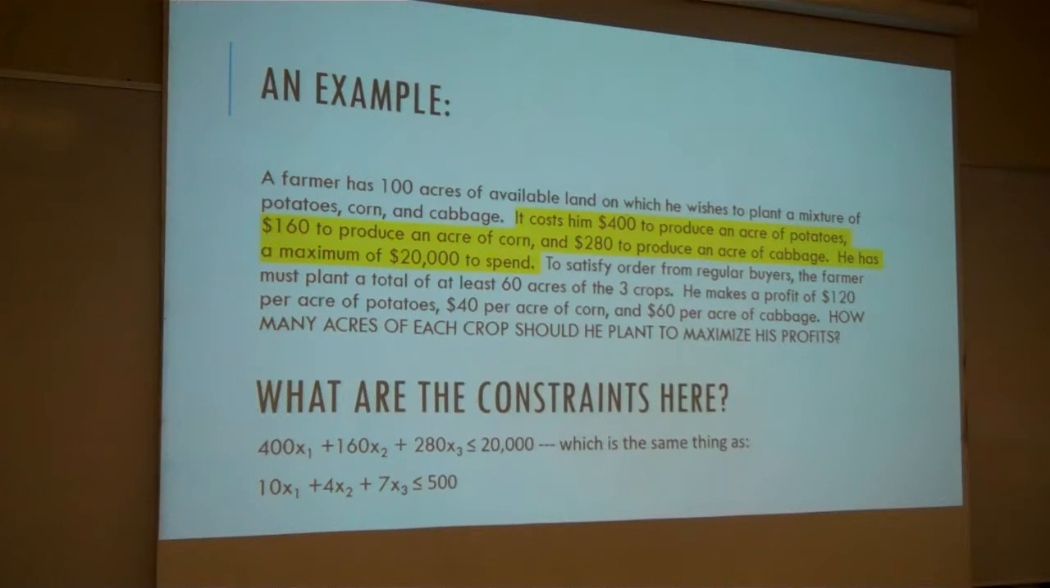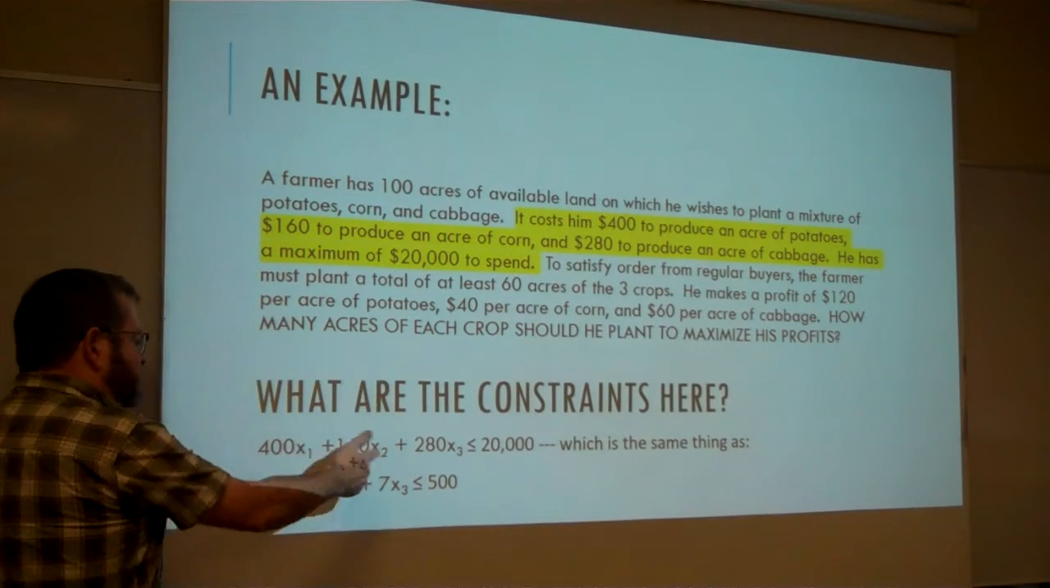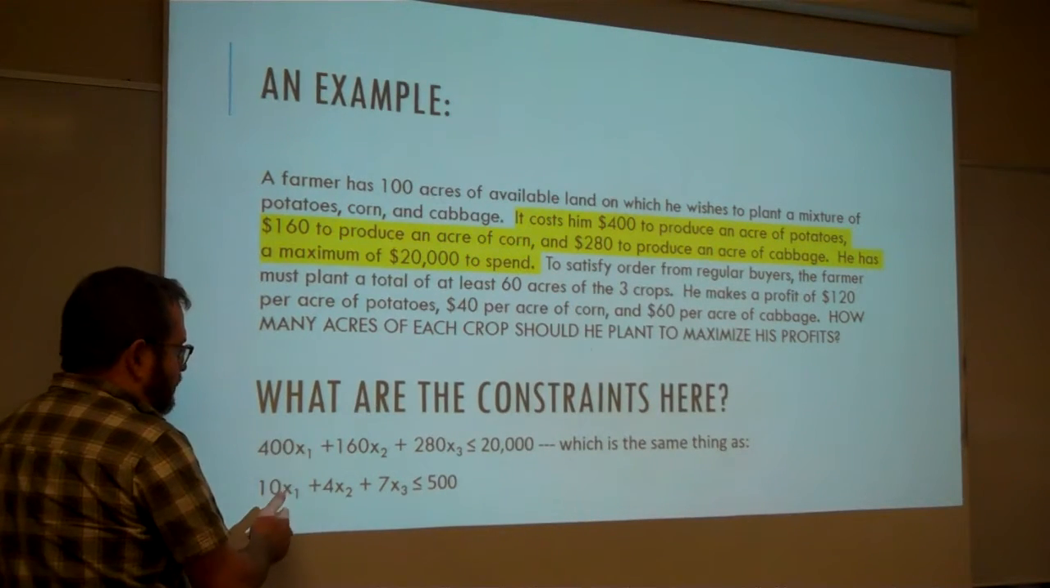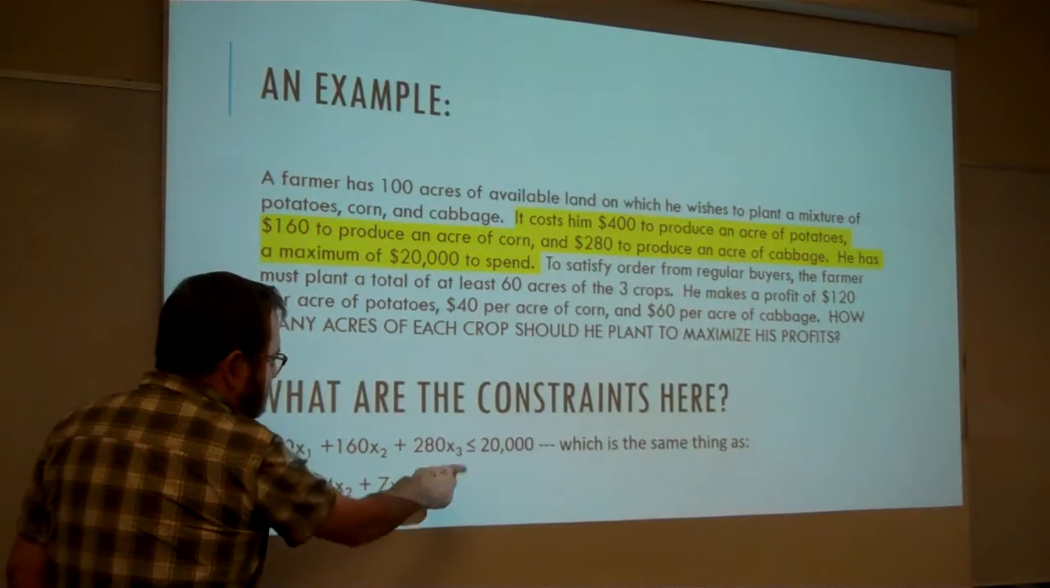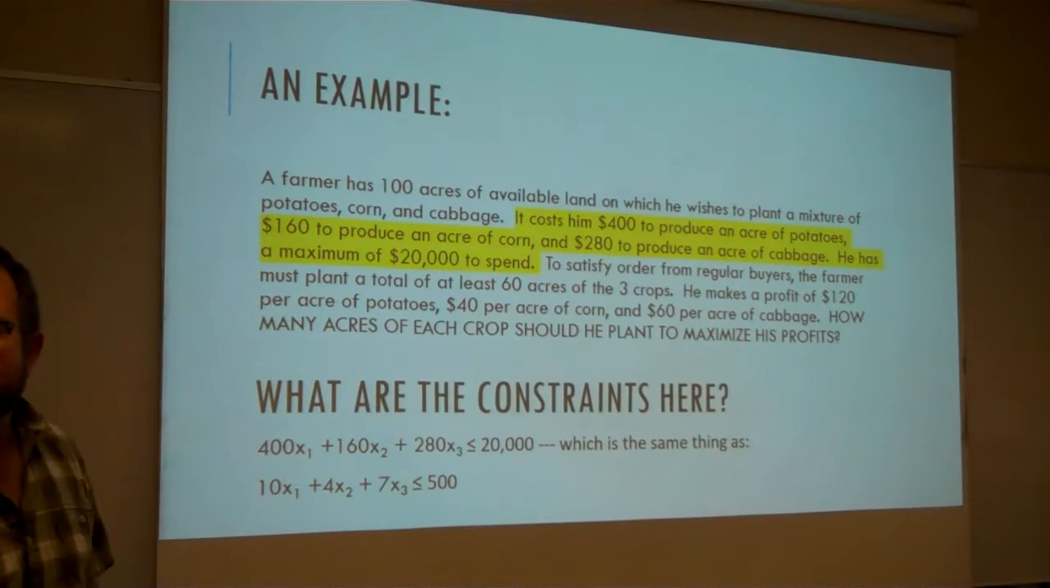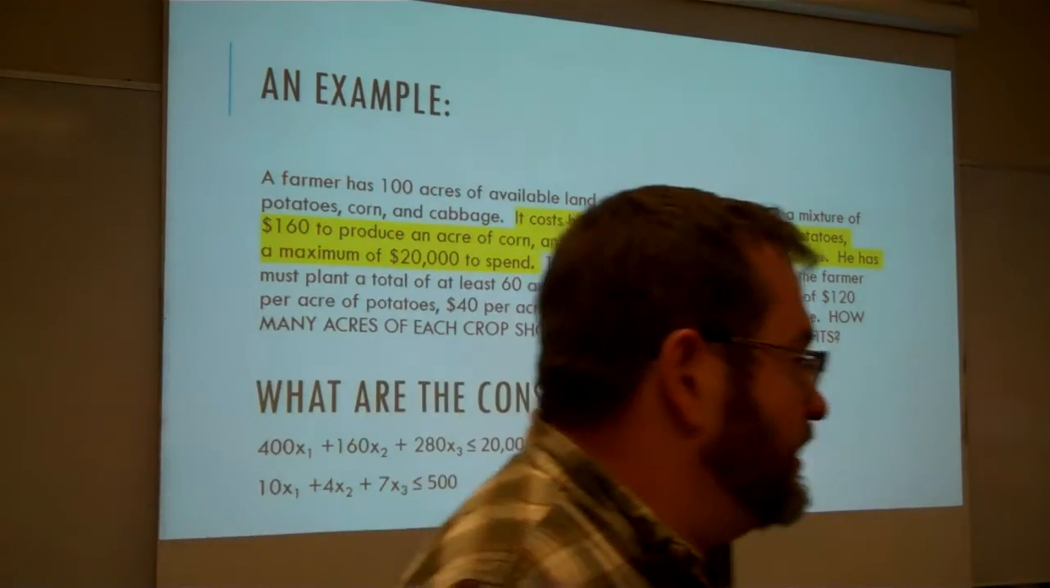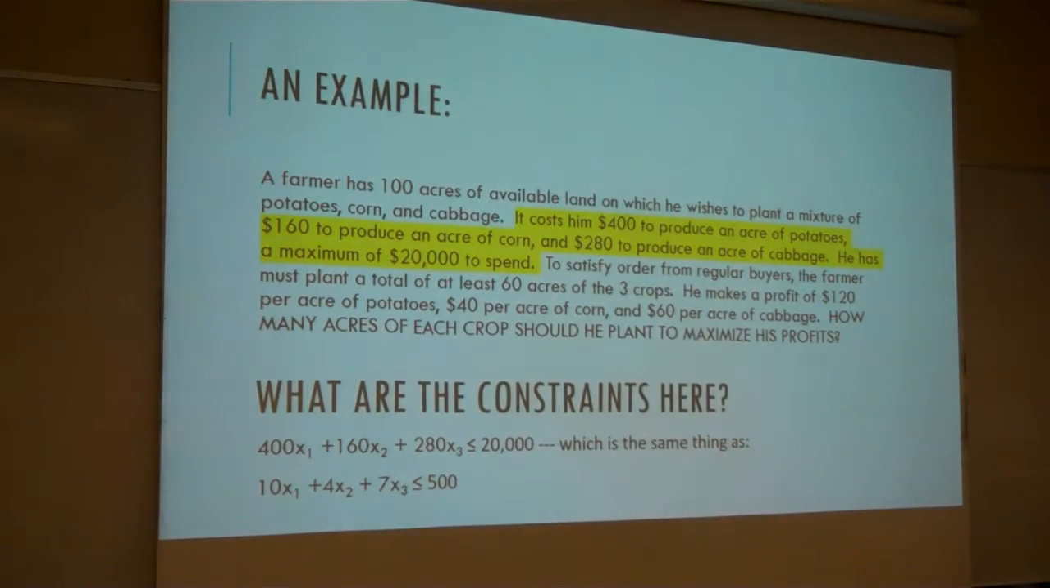Turns out you can just divide through by a number to keep the numbers smaller. So they divided through by 40, because that was a common factor of all these things, and got 10 plus 4 plus 7, less than 500, just to keep the numbers smaller. There's absolutely no advantage to that on a spreadsheet. They kept the numbers smaller thinking you might be doing this on paper. Because it doesn't change the problem at all.